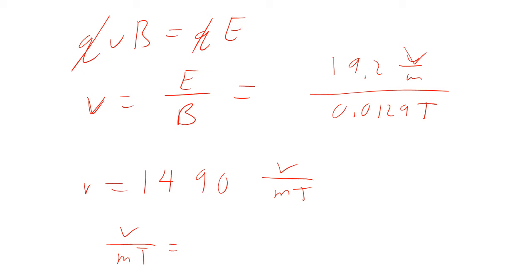So a joule per coulomb is going to be a Newton times a meter per coulomb meter, and then a Tesla, we said, was a Newton per amp meter. Okay. And so what happens is the newtons cancel, the meters cancel, an amp is a coulomb per second, and so this comes out to be meters per second. Okay, so that is 1490 meters per second.